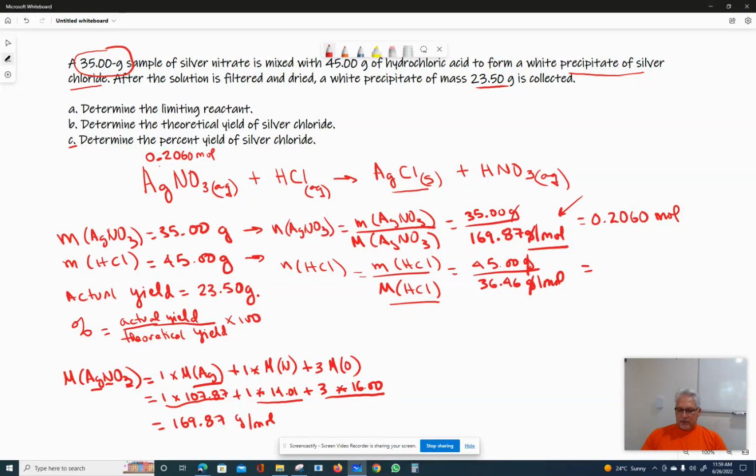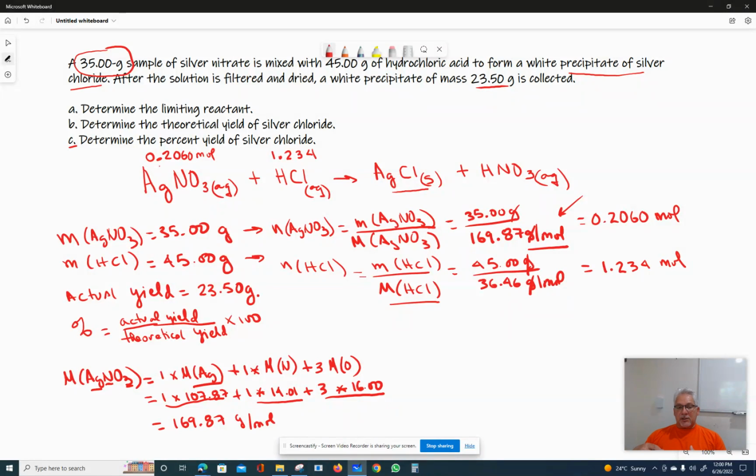Gram and gram cancel out, and I need to use again my handheld calculator. That will be faster. Divide 45.00 over 36.46, and I got 1.234 mole. And that will be the moles that I have available for reacting. But I don't know which one of them will be limiting the reaction.